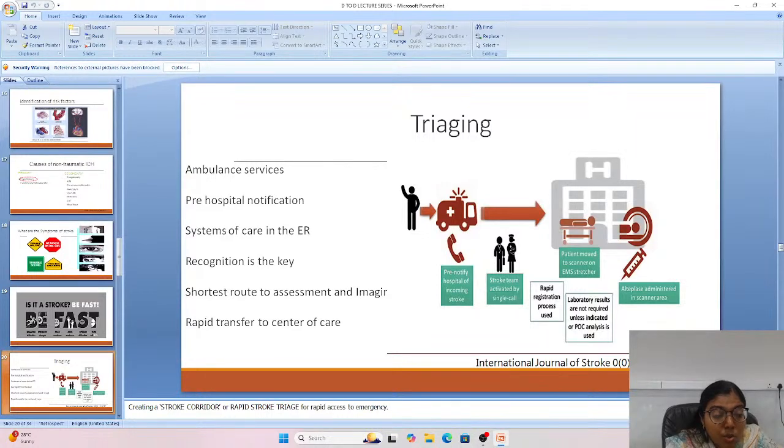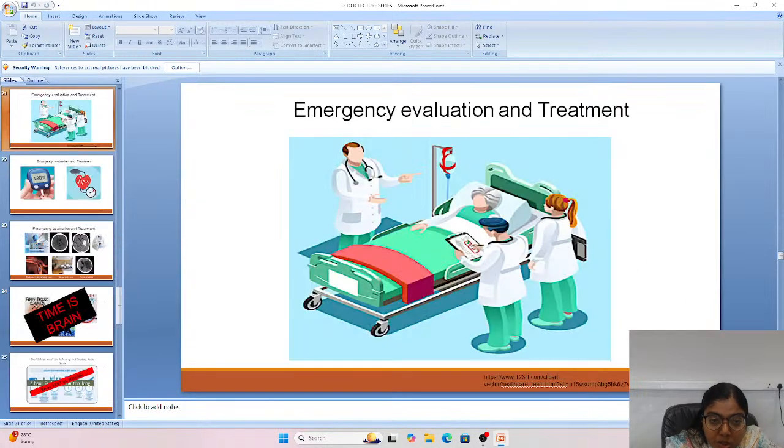So whenever a stroke patient comes, triaging is most important. We need to pre-notify the hospital of an incoming stroke so that the stroke team is activated there if there is a need. And we can have rapid scanning imaging of the patient, and rapid administration of alteplase, which is a clot-lysing agent.